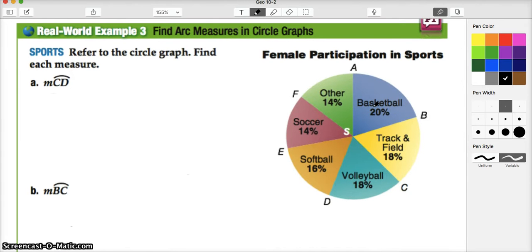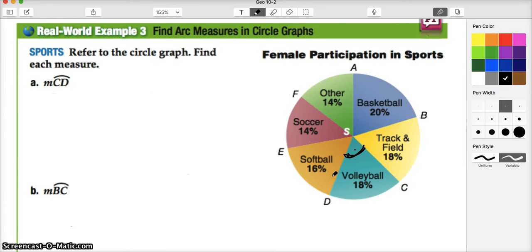We're going to refer to the circle graph to find the measure of each thing. So we see here female participation in sports is the chart, and we want to find the arc measure of CD. Since the arc measure is CD, we're talking really about the central angle, right? Not the arc length. We haven't gotten to that yet. So what is this angle value here? Here's how I would do it.